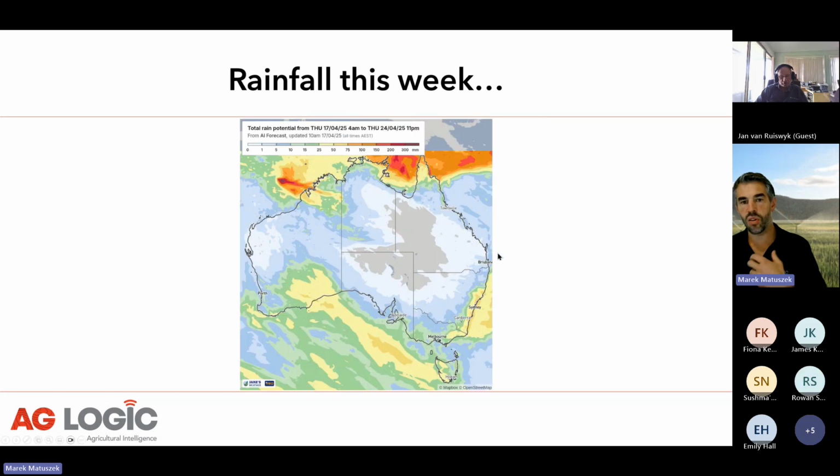But in terms of looking at the next week, this is information that I've pulled off Jane's Weather. We've got a number of clients who subscribe to Jane's Weather and can use this rainfall based on their weather station. They've subscribed to an AgLogic weather station, and they can then use Jane's Weather as a weather forecasting tool that uses AI learning to make the rainfall forecast more predictive to your area.